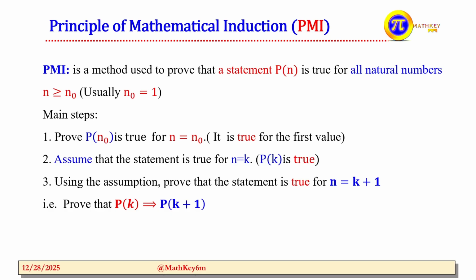In case of mathematical induction, that means Principle of Mathematical Induction is a method used to prove a statement. That means let's say P of n is true for all natural numbers and starts from n naught. N naught is usually 1 for the case of natural numbers, but it may start from 0 or it may start from 2, 3. It depends on the type of the statement we have.